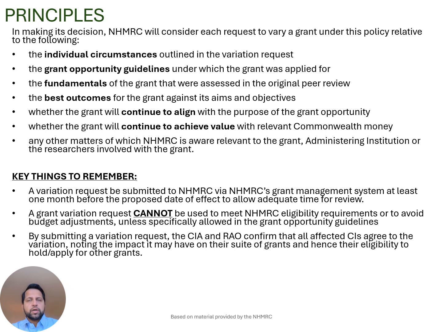Some principles. So when you submit a variation request, NHMRC has some policies, or they have some criteria under which they'll be considering your variation request for your grant. One is they'll consider the individual circumstances that you outline in a variation request. Do they align with the NHMRC's required change of circumstances policy for submitting a variation?